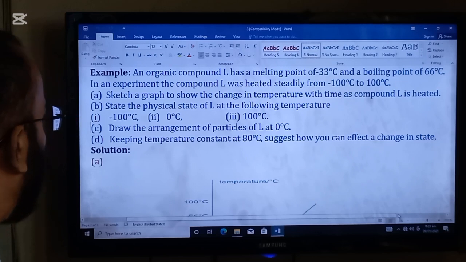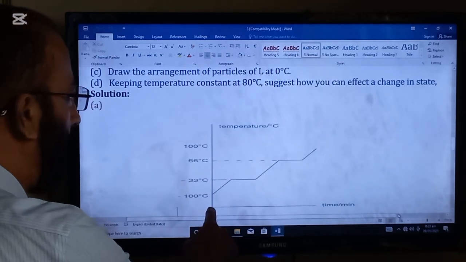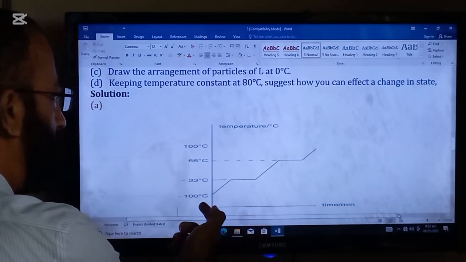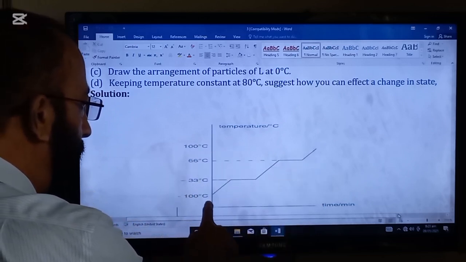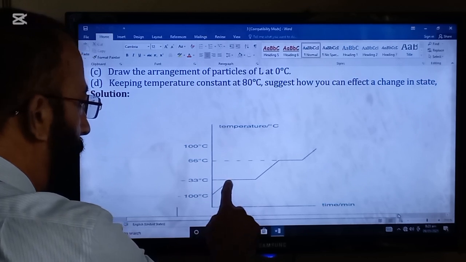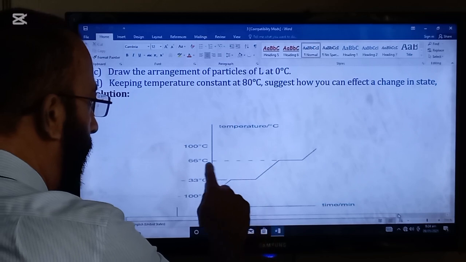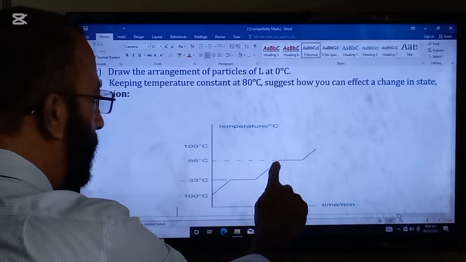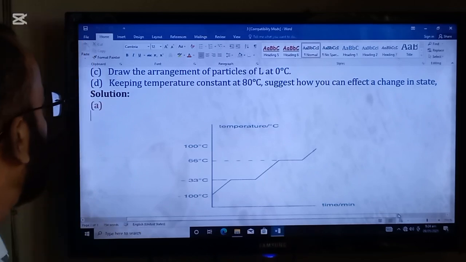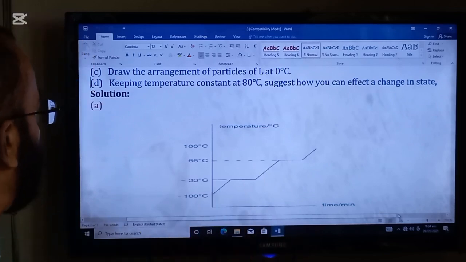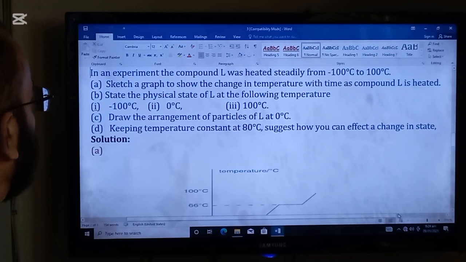So the first part is to sketch a graph, and we have to draw the graph from -100 to +100 because -33 degrees C is the melting point. So this is the melting point of the compound, and then 66 degrees C is the boiling point of the compound. So this is the sketch from -100 to +100.